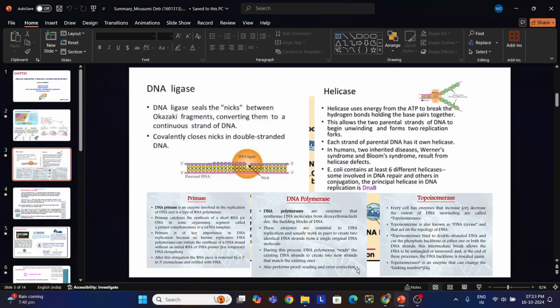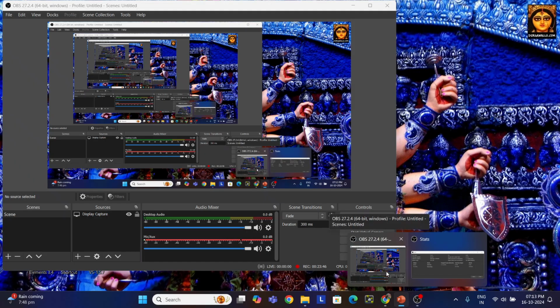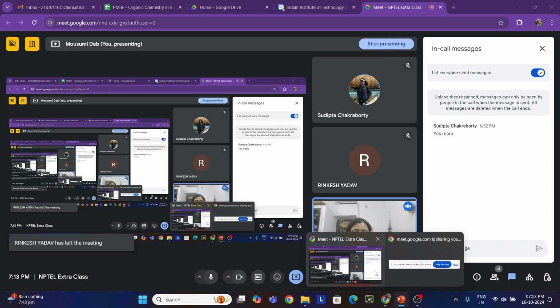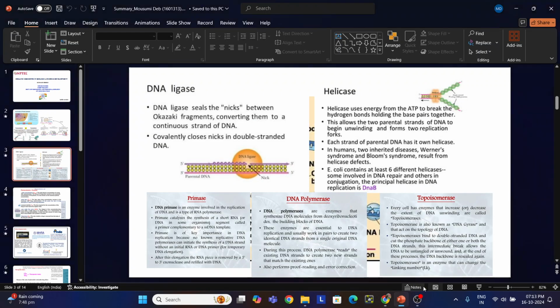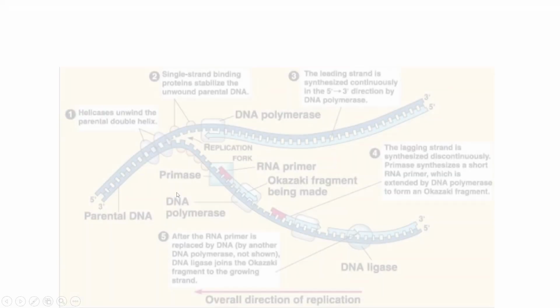So these were the enzymes which are very important in the case of DNA replication. In DNA replication, these things are very important, not only how the process happens, but also the enzymes which are involved in it. These things also matter.